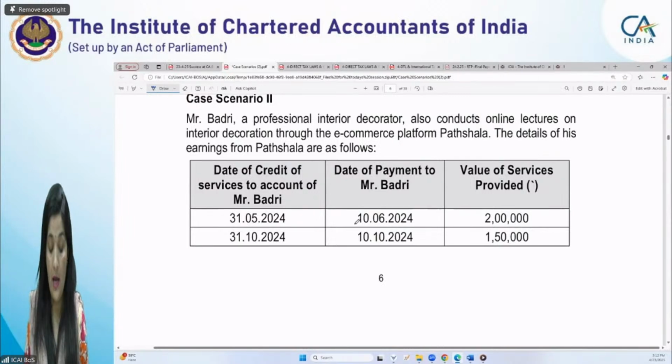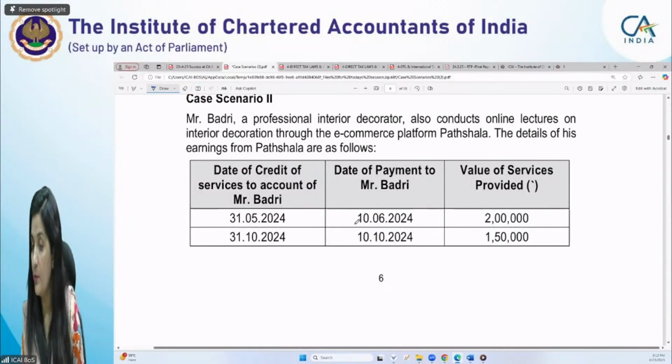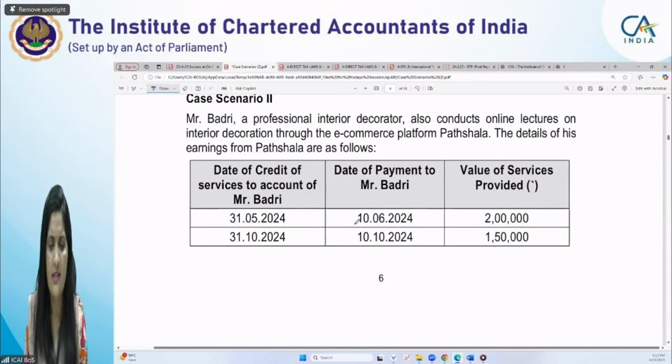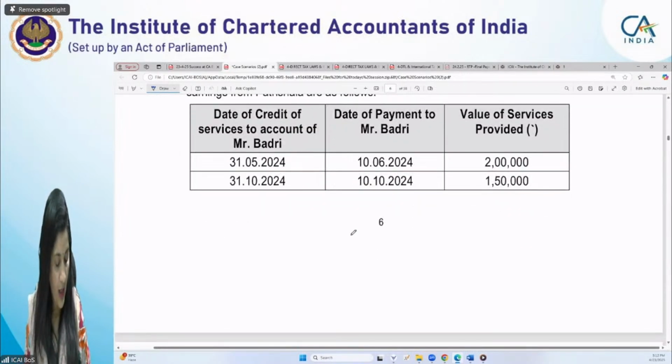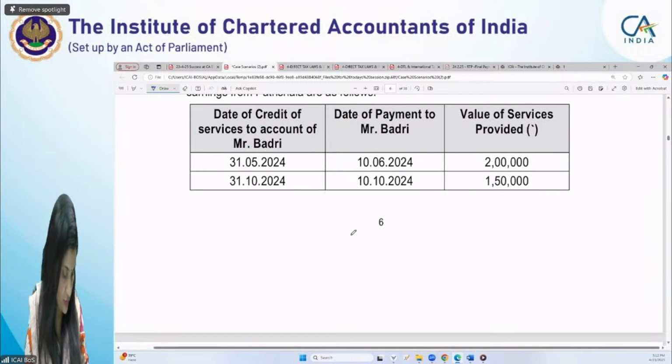Okay, now shall we proceed with the case scenario 2? This is again a very interesting case scenario which is based on section 194O. 194O की implications हैं basically इस case scenario में. And what else in this case scenario? I think you all have done it, no?